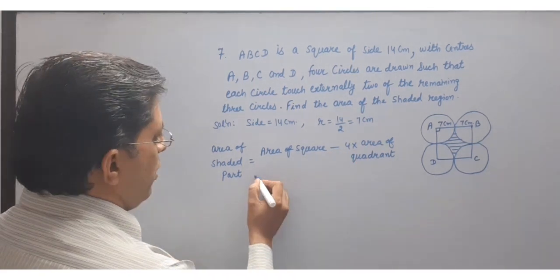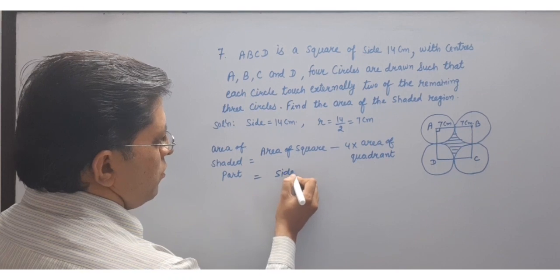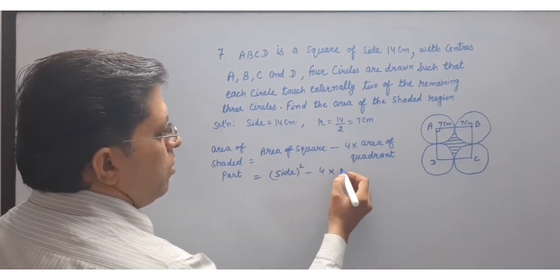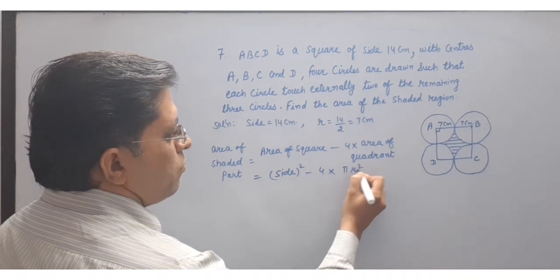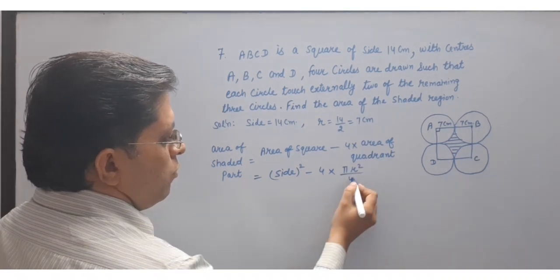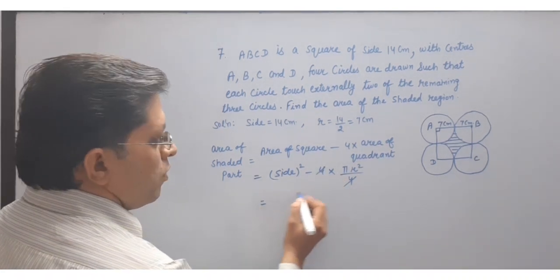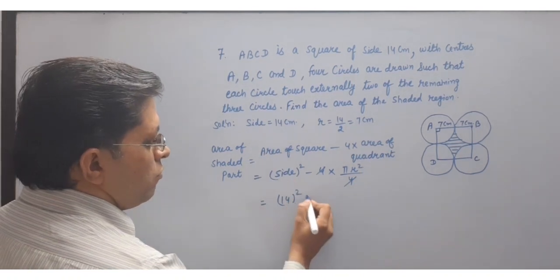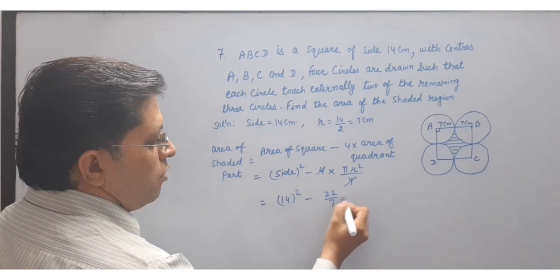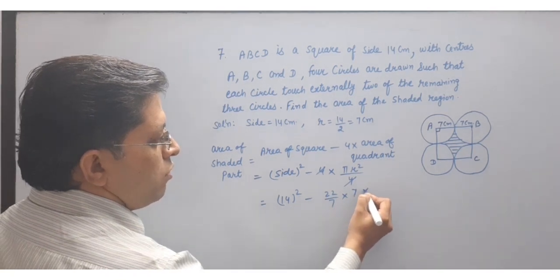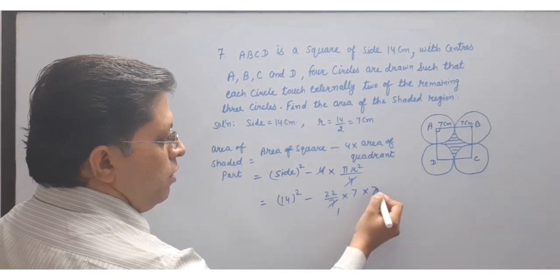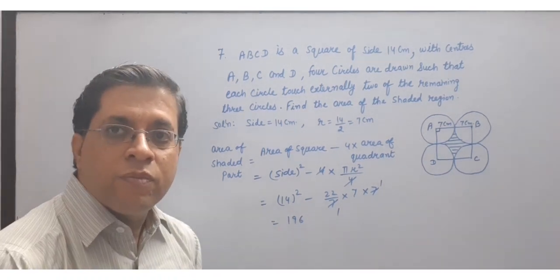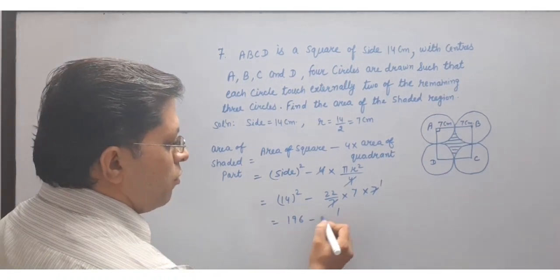Area of square is side square. 4 into area of quadrant is pi r square upon 4, and you can cut. Side is given as 14, so 14 square. 22 upon 7 is pi. R is 7 into 7. You can cut. This is 196. And this is what?